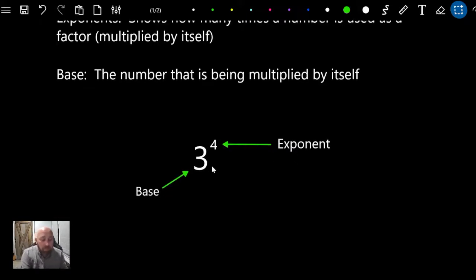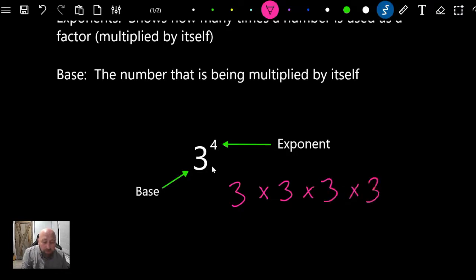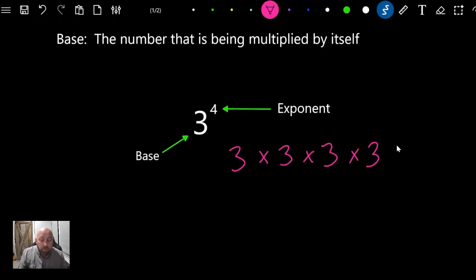That's what that means. So here's what that looks like. It means 3 times 3 times 3 times 3. 3 by itself 4 times. Okay? 3 is our base, 4 is our exponent. 3 times 3 times 3 times 3. Now, we can solve that, right? It's not that hard to solve. Now, it maybe is a little bit of a big number, but it's not too bad.